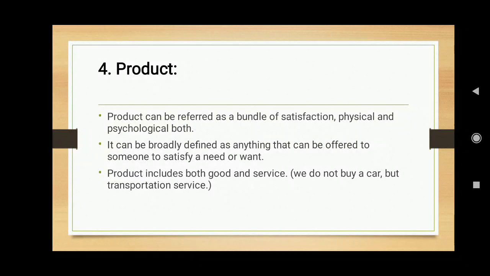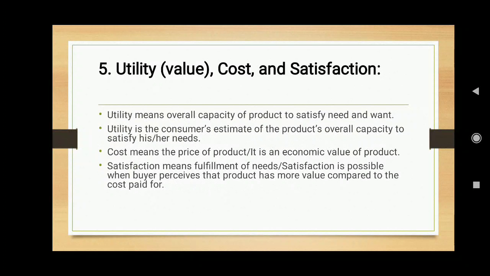For example, if I am buying a car or bike, that is called a product, right? But I am not buying only a car, that car gives me transportation service. That's why product is considered as both goods and service. Now the next core concept is utility, cost and satisfaction.